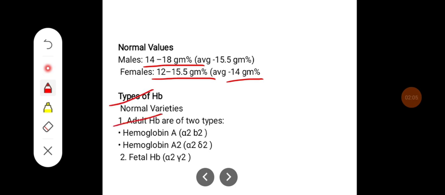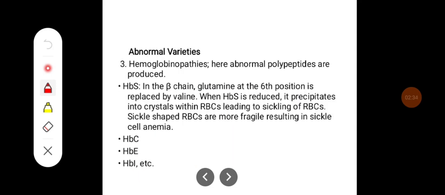In adult hemoglobin, there are 2 types, hemoglobin A and hemoglobin A2, where hemoglobin A has alpha 2 and beta 2 chains, whereas hemoglobin A2 has alpha 2 and delta 2 chains. Fetal hemoglobin has alpha 2 and gamma 2 chains, and functionally fetal hemoglobin is different from adult hemoglobin in that it has more affinity towards oxygen.